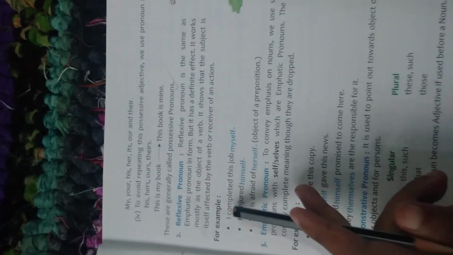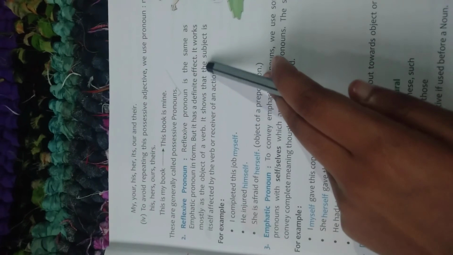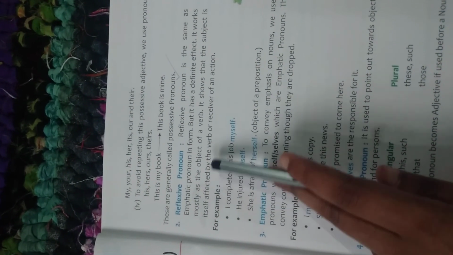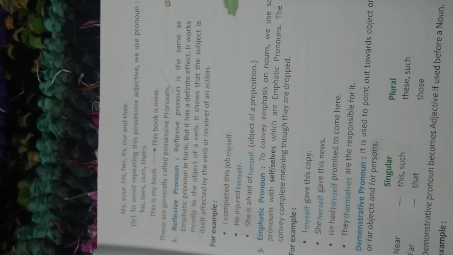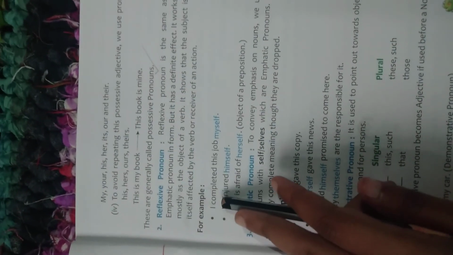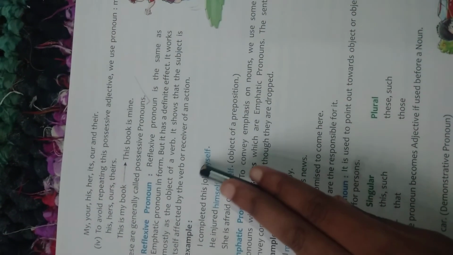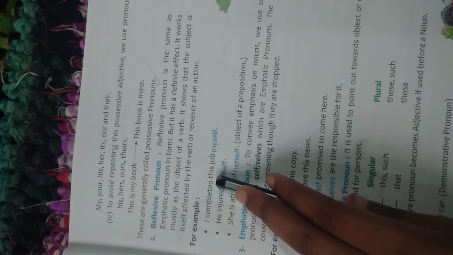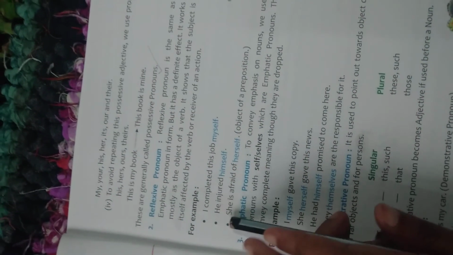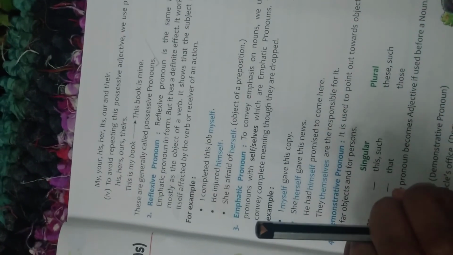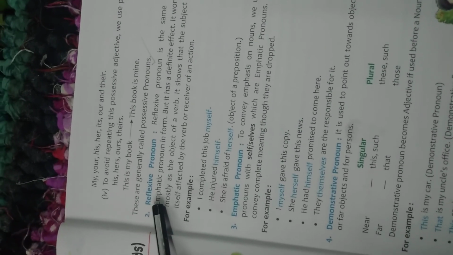It works mostly as the object of a verb. It shows that the subject is itself affected by the verb, or is the receiver of an action. For example, I is a subject, so I itself is affected by the verb. I completed this job myself. He injured himself. She is afraid of herself. So this reflexive pronoun has a subject which is itself affected.